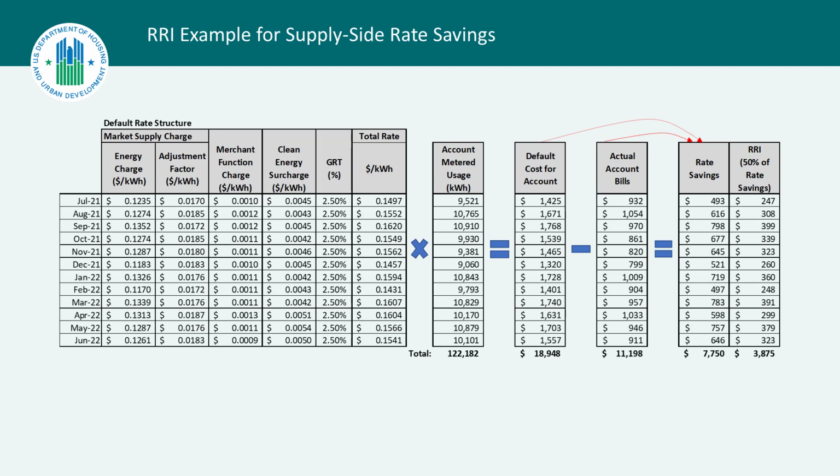This is compared to the actual bills to determine the rate savings. If approved, the Housing Authority receives 50% of the difference between the default and actual costs.